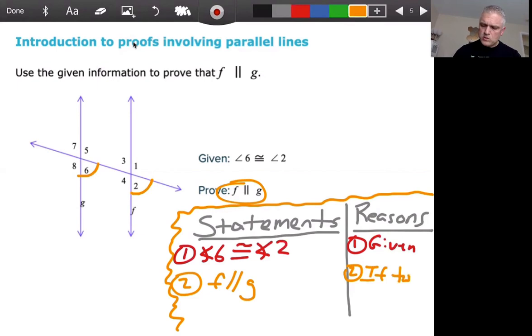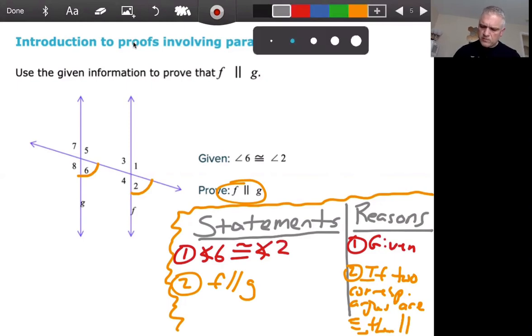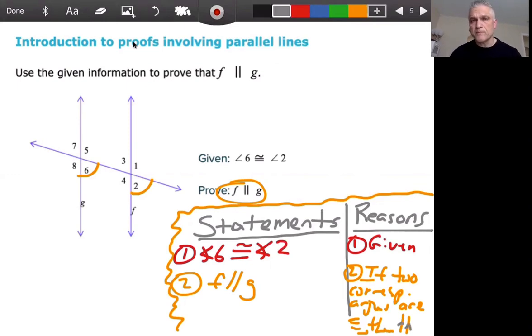if 2 corresponding angles are congruent, then you have 2 parallel lines. I'm going to put the lines with a little arrow on each of them. The little arrows indicate that they're parallel.